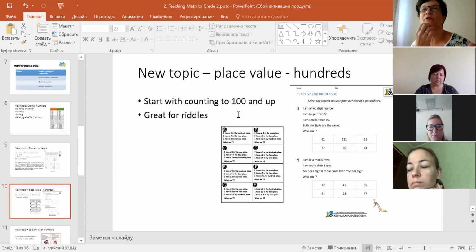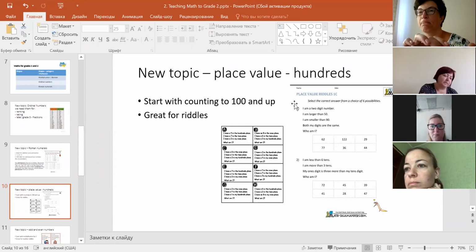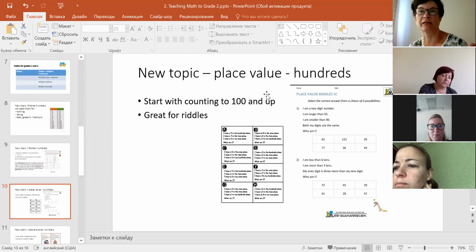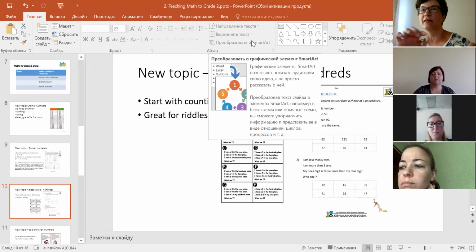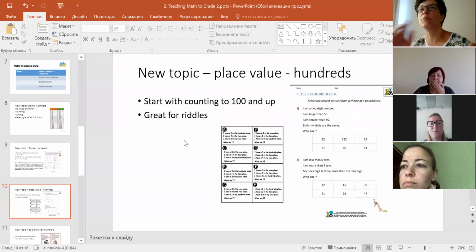Then when we have place value, now we add hundreds, and I want to pay your attention to the so-called riddles. The internet is full of riddles, which are really fun for kids. For example: I'm a 2-digit number. I am larger than 50. I am smaller than 90. And both my digits are the same. Who am I? Can you say it? Who am I?